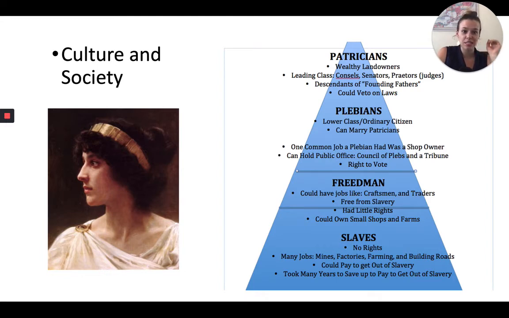And yet, despite all this, you have this split between citizens and non-citizens, right? So you might be a freedman, right? You might be free, but not be a citizen of Rome.